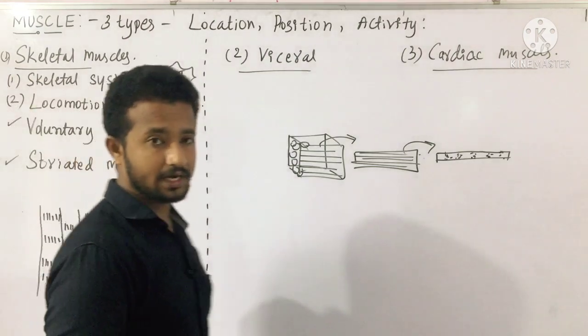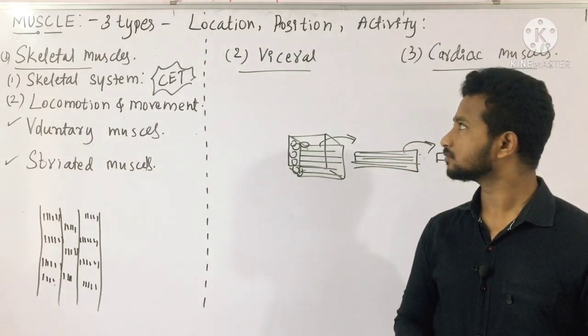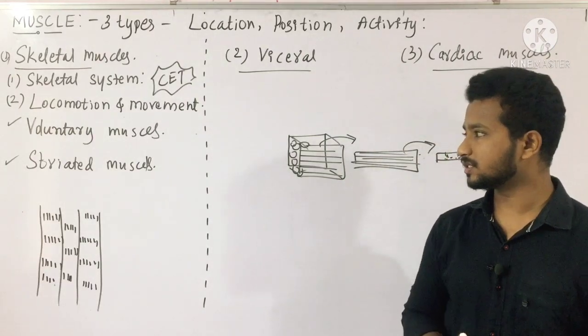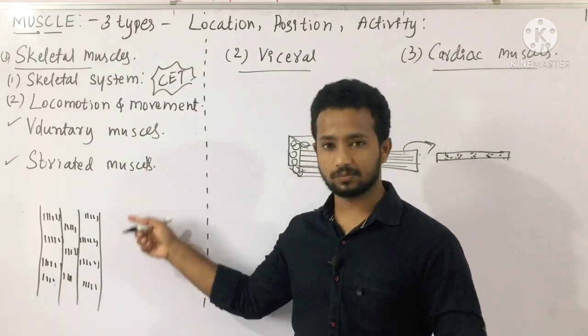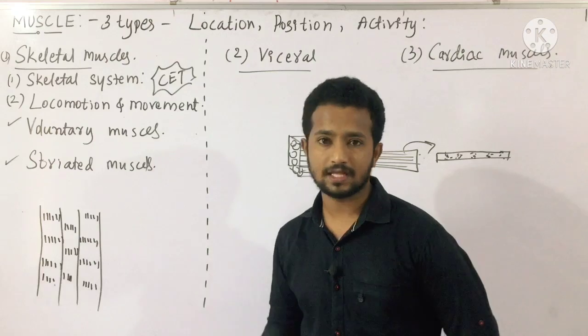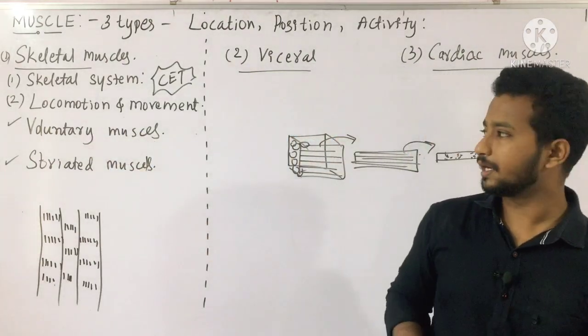Why are they called striated muscles? Because these skeletal muscles have primary and secondary proteins on their surface. Due to the presence of these primary and secondary proteins, they are called striated muscles. We can control their movement, so they are called voluntary muscles.